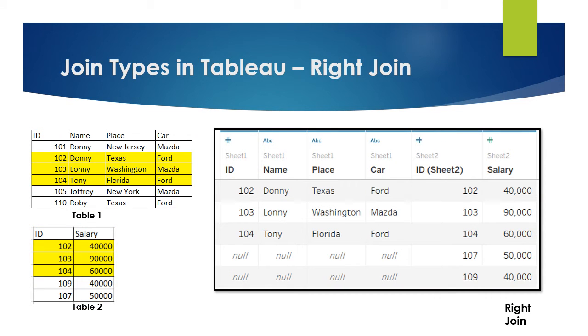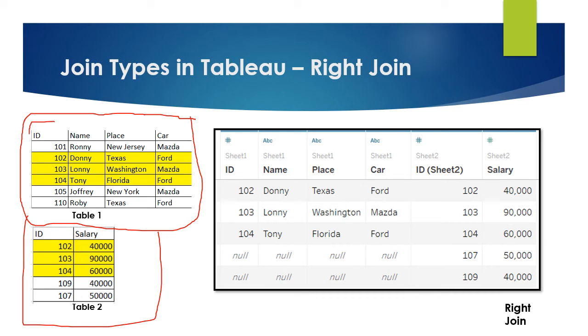In this lecture, we'll be going over the third join type, which is the right join. Let's take the same tables that we have taken from our previous examples. Let's suppose that we connect these two tables based on a common field between them, which was the ID column. I've highlighted the common fields between these two tables with yellow highlighting. As you can see, 102, 103, and 104 are the common fields between these two tables.